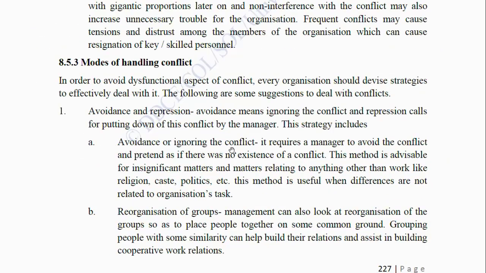Avoidance and ignoring the conflict. It requires the manager to avoid the conflict and pretend as if there was no existence of a conflict. This method is advisable for insignificant matters and matters relating to anything other than work, like religion, caste, politics, etc. This method is useful when differences are not related to the organization's task.